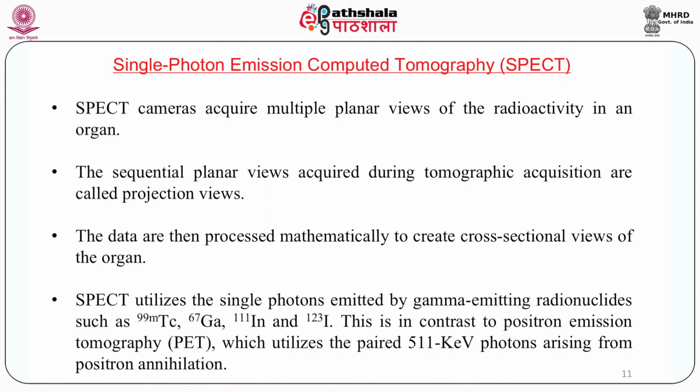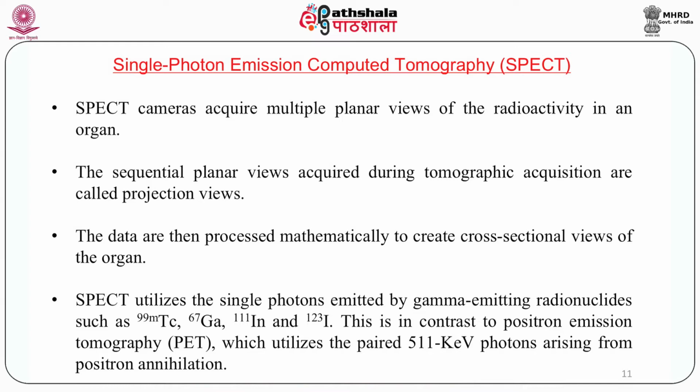What exactly are projection views? The photons are being emitted, going directly and hitting the target, that is the detector, then electrons, PM tubes, final circuitry, and you get the image. You get one projection view. You have to get projection views all around. Once you get the projections all around, from algorithms you can construct the organ in a three-dimensional way. The data are then processed mathematically to create cross-sectional views of the organ.